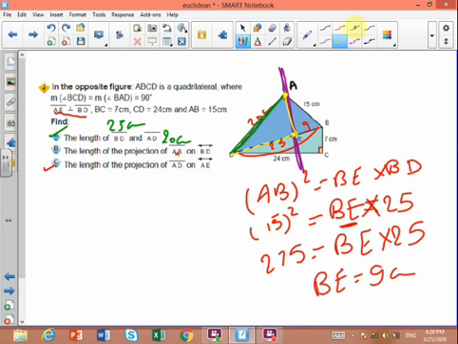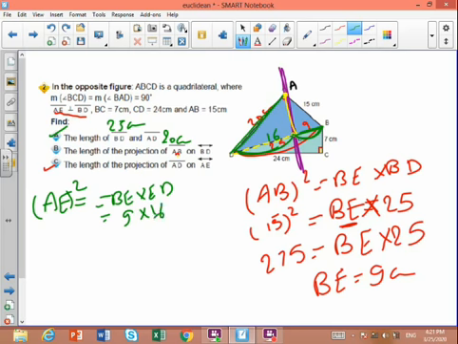I can get AE in two different ways. If I use Euclidean, AE square equals what? Equal BE times ED. Not 25, 25 is the whole hypotenuse. 25 minus 9 will give you 16. So this part is 16 because I got BE 9, so the rest is 16. So it is equal to BE times ED, which is 9 times 16. 9 times 16 equals 144. So the length of AE equals root 144 equals 12.